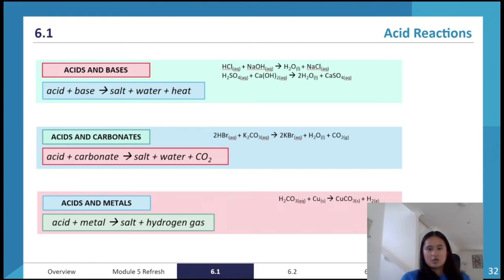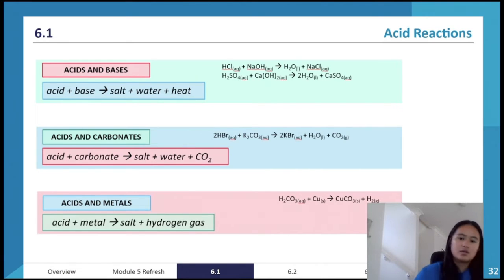Then we have acid metal reactions. Acid plus a metal makes salt and hydrogen gas. Same thing, have bubbles from the gas, so that's an indicator of the reaction. But yeah, those are the 3 main acid reactions you need to know. The biggest and most important one, though, is acids plus bases makes salt plus water, and then heat. You just got to know that it's exothermic. And if you know that, you are good to start on titrations. Like if you know how to write out a neutralization reaction, you're probably good to do titrations.